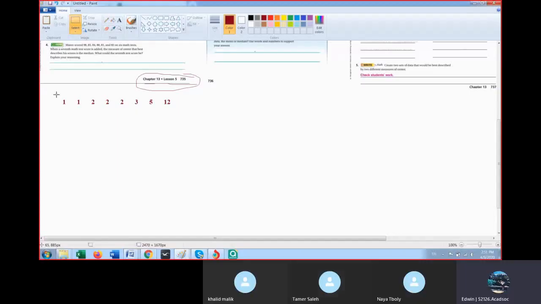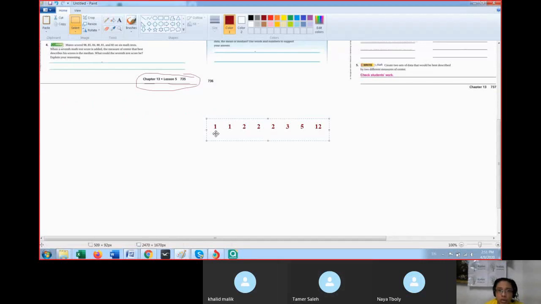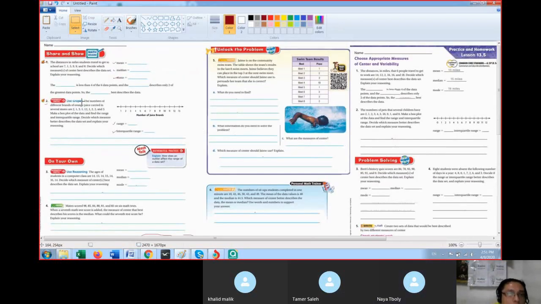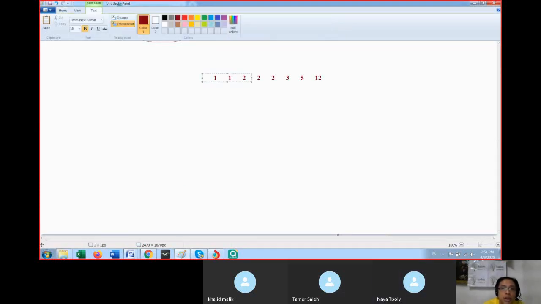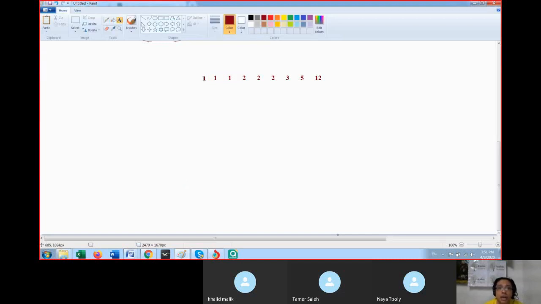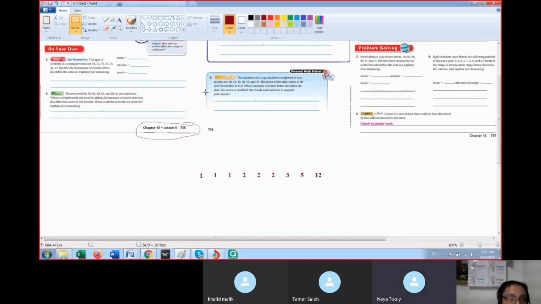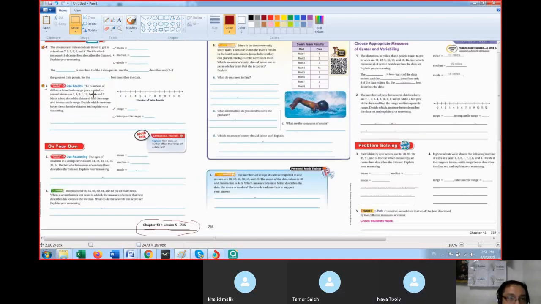Here is your data set in number 2, right? It is 1, 1, 2, 2, 2, 3, 5, 12. 1, 2, 3, 4, 5, 6, 7, 8. There are 3 ones? Are there 3? Oh, okay. So another one. Sorry. Oh, there are 3. So there are 9 numbers in the set. Understand? There are 3 ones, there are 3 twos, right? Am I correct? Okay. Yes. So 1, 2, 3, 4, 5, 6, 7, 8, 9.